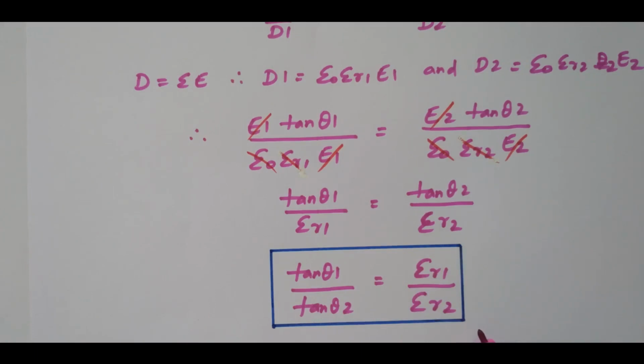So in this we discussed dielectric boundary conditions. There are two boundary conditions available. The first boundary condition deals with the normal component of the displacement density vector. The second boundary condition deals with the tangential component of the electric field intensity. Finally, we got this relation also that can be used to measure the parameters.